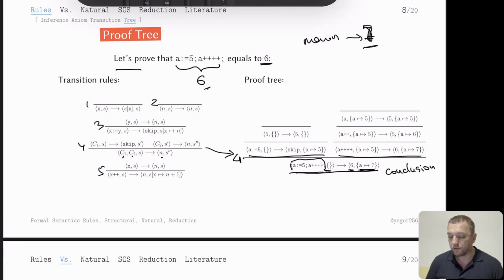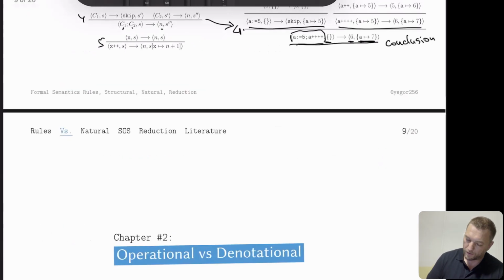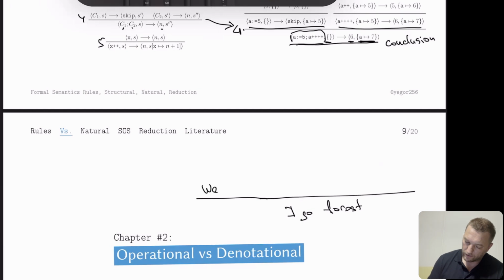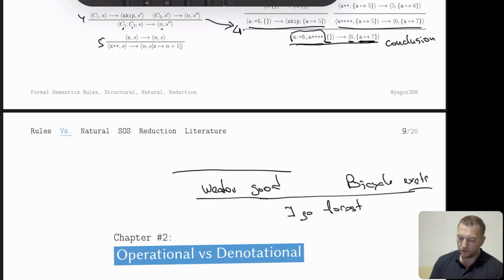Let's get back to our primitive example. I say I go to the forest, and you ask me why, and I say the weather is good and the bicycle exists. Then I say the weather is good, but you ask me, are you sure? How do you know the weather is good? I say the temperature is above 15, the temperature is below 30, let's say this way.